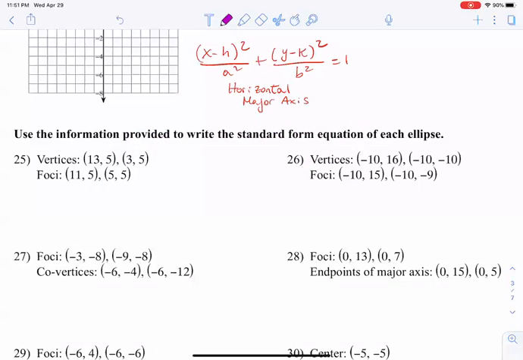Let me put that in another color. (y minus k) squared over a squared plus (x minus h) squared over b squared equals 1. In this case, this is a squared and this is b squared. And this is when you have a vertical major axis.